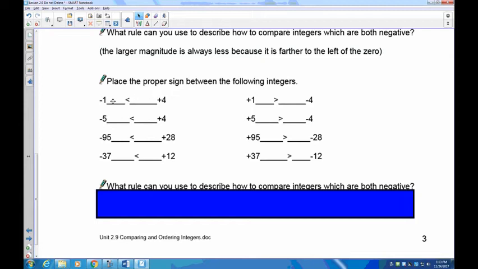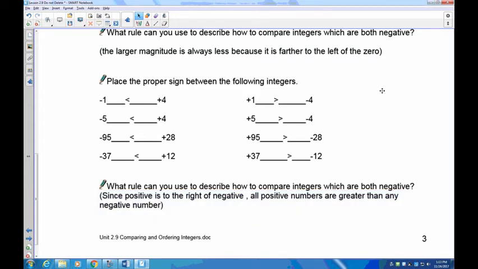That makes it greater than negative 1. Positive 4 is on the right. That makes it greater than negative 5. Positive 28 is on the right. It's greater than negative 95, and so on and so forth. Now on this one over here, we've switched the order. The positive one's on this side now, but it's still positive, so it's still greater than the negative. So positive numbers are always going to be greater than negative numbers because they're on the right side of the number line. Okay? Let's move on a little bit.